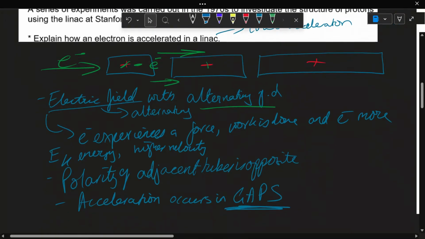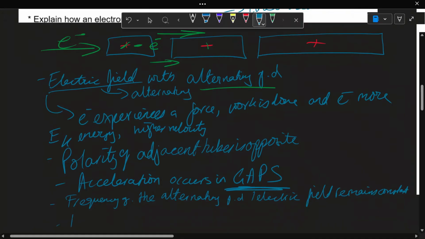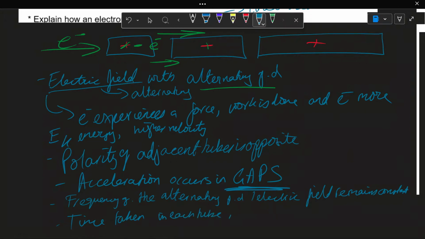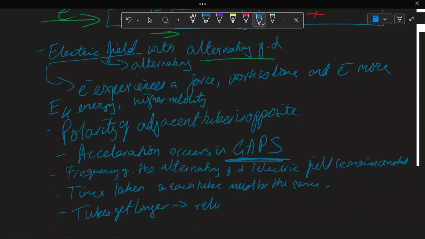Okay, lastly, we need to know that the frequency of the alternating PD or electric field remains constant. But that means the time taken in each tube must be the same to avoid getting out of sync. That means the tubes need to get longer as you go along. Tubes get longer as velocity increases.